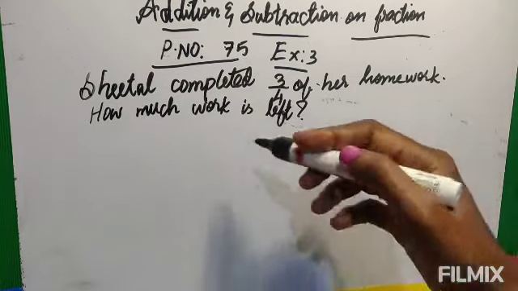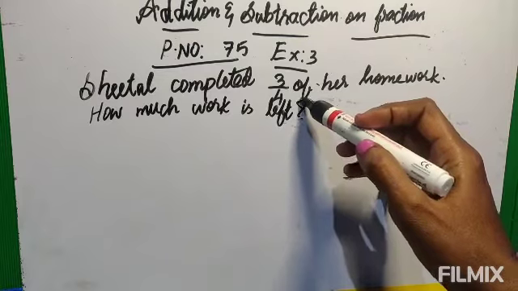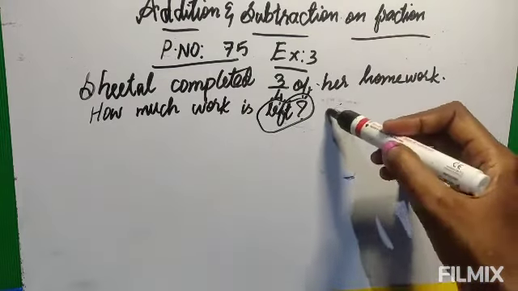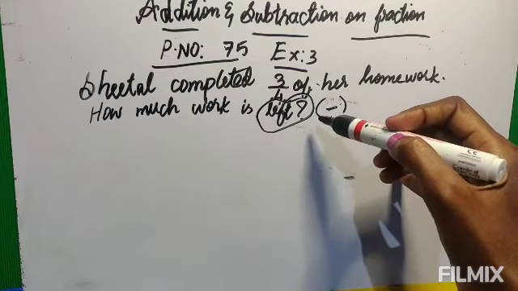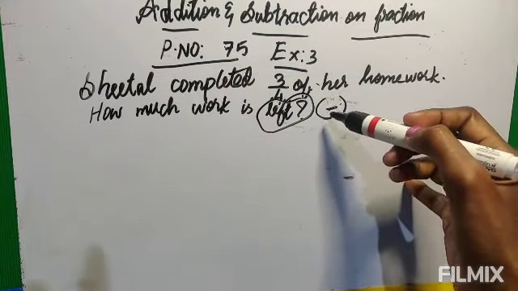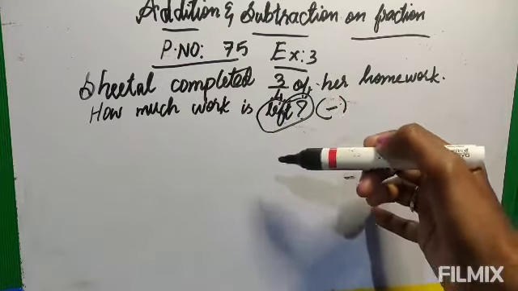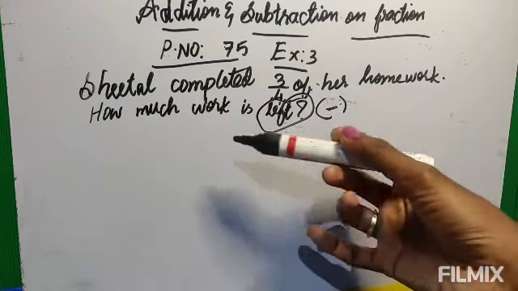You see here, how much work is left. So I already told that left is the keyword for subtraction. So here you have to do the subtraction. For subtraction you need two numbers, but only one fraction is given. So you have to find one more. So how can you find it?